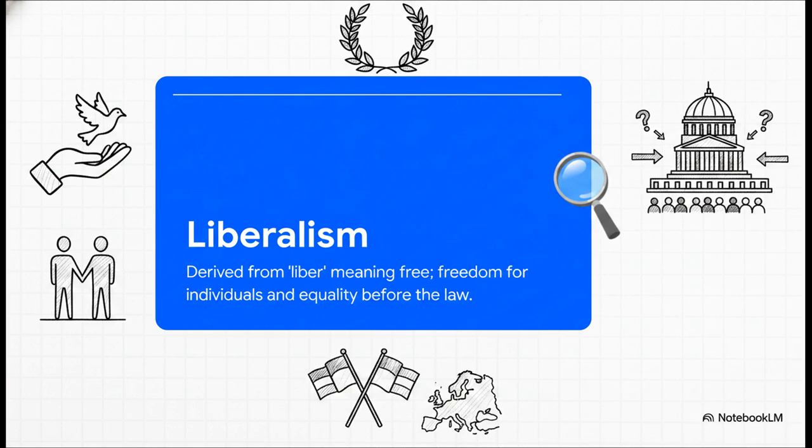You definitely want to commit this definition to memory for those short answer questions. The word itself comes from the Latin root liber, which simply means free. For our new middle class, liberalism stood on 3 main pillars: freedom for the individual, equality of all before the law, and politically, the idea of a government that only rules by the consent of the people.